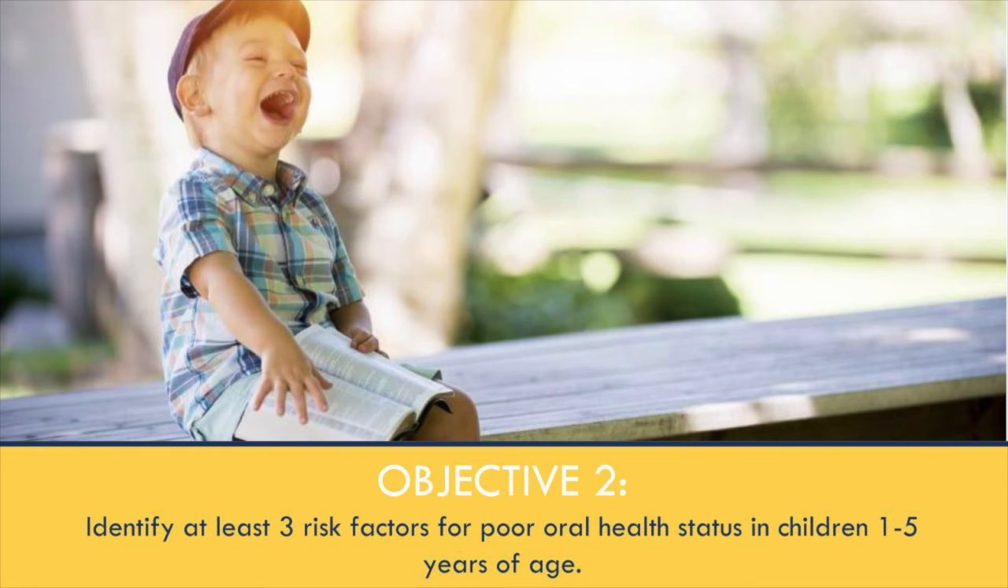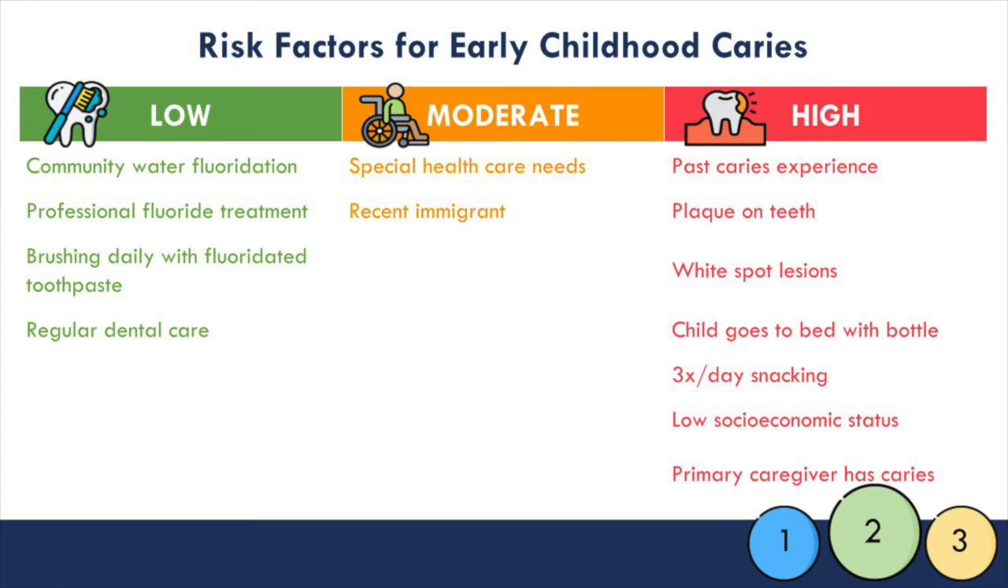For Objective 2, we are going to look at risk factors. Getting to know a bit of the child's daily eating and dental routines and taking a look into their mouths can help assess if they are at low, moderate, or high risk of developing caries. And as Puri mentioned, you will likely see children before their first dental visit.